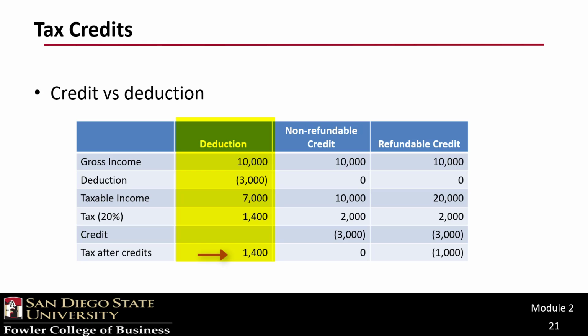If instead the taxpayer were to take a $3,000 non-refundable credit, there's no reduction to taxable income. However, the $2,000 of taxes is reduced to 0 for the credit, up to the amount of the tax liability. A refundable credit is even better. In this case, not only is the tax liability zeroed out, but the government is going to pay the taxpayer $1,000 just for filing a tax return. And yes, these really do exist.